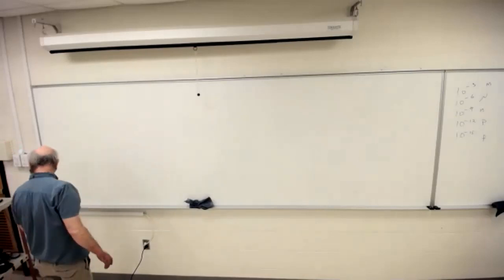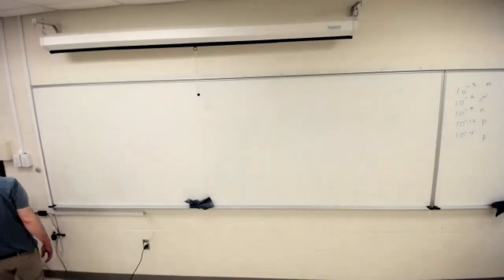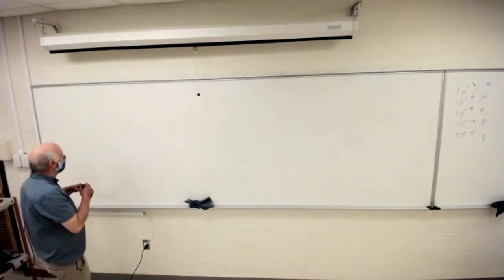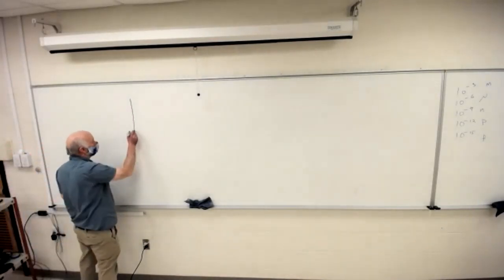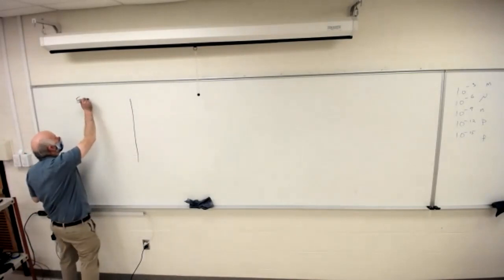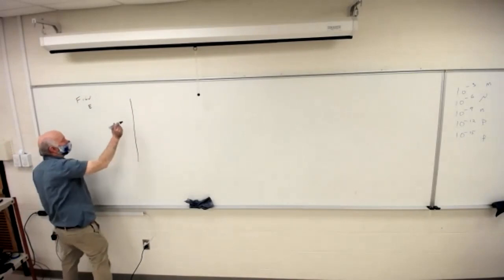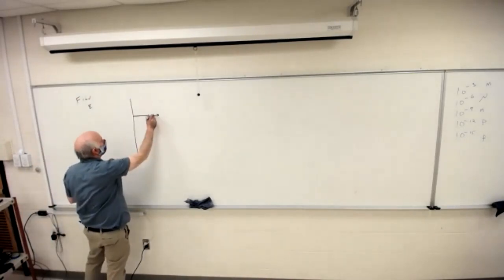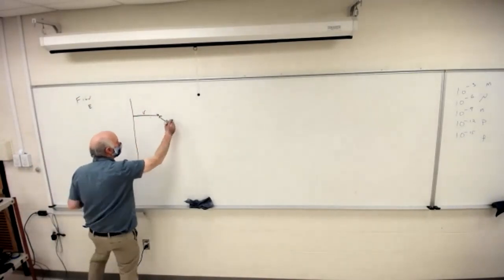Okay, so we started doing the cylindrical object. We had a wire like this. We wanted to find E. So you're going to come out here some distance R. We want to find E here.